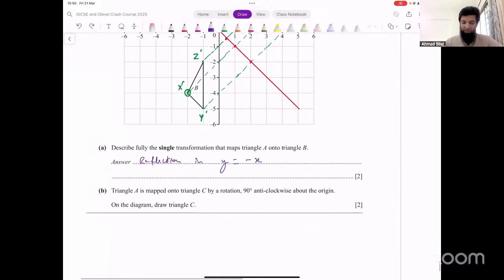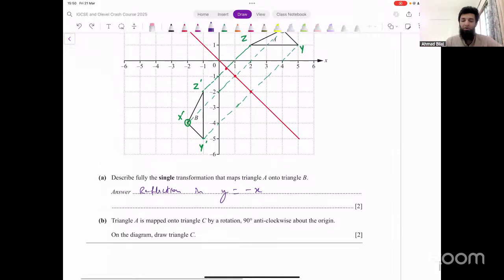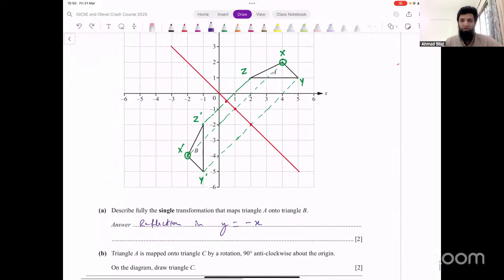Okay, now it says triangle A is mapped onto triangle C by rotation 90 degrees anti-clockwise about the origin. On the diagram, draw triangle C. Now, you will always be doing this with a pencil. Do not use a pen for this.